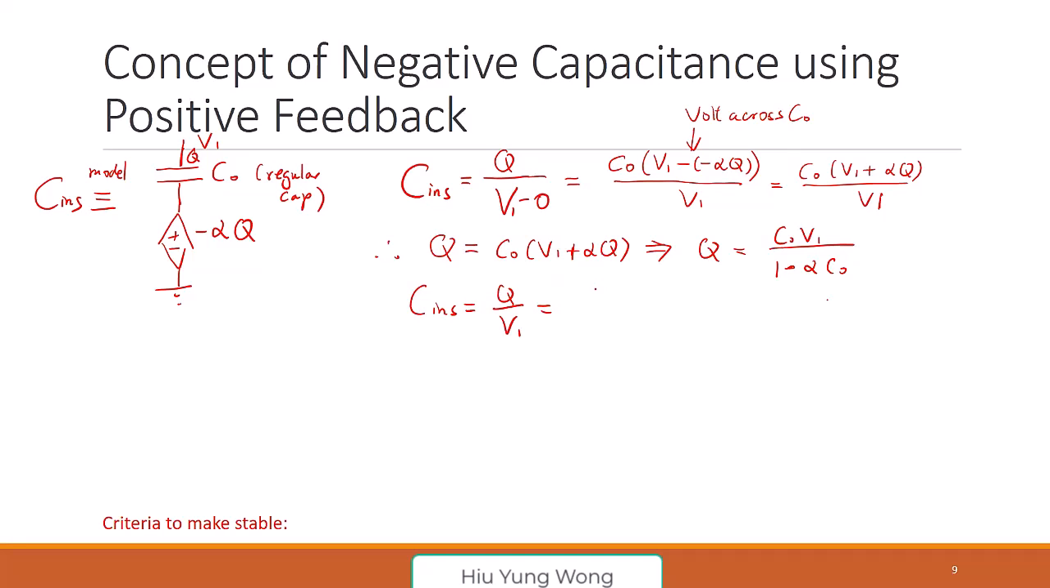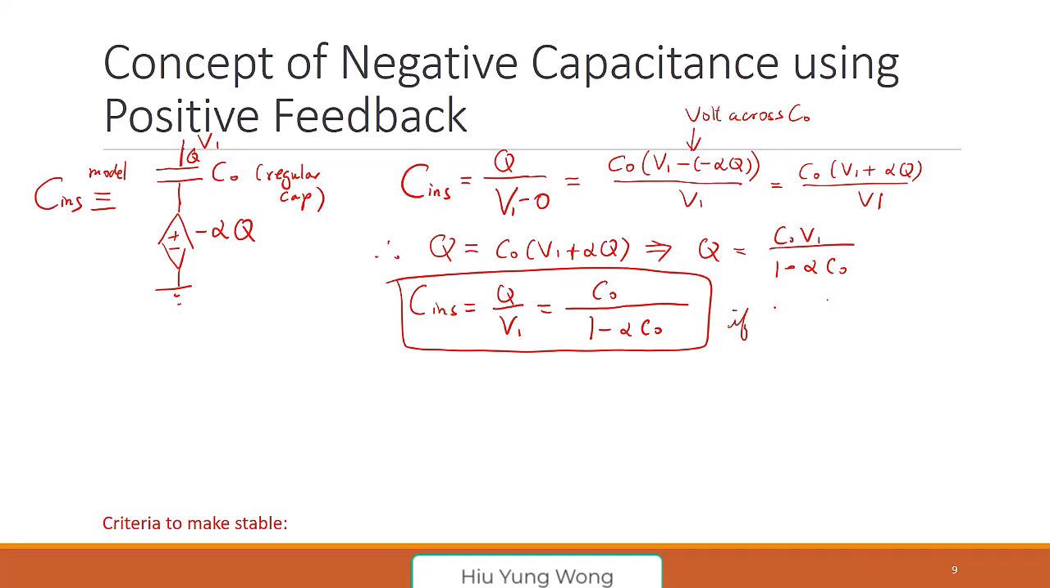So now I substitute this into here. The effective capacitance is this one, right? I substitute this Q to here and divide by V1, so V1 gets canceled. So if 1 is smaller than alpha C0, what do you get? You get C_ins smaller than 0, which is a negative capacitance. Is this okay? Sorry if there's a glitch in the derivation, but the result is still correct.